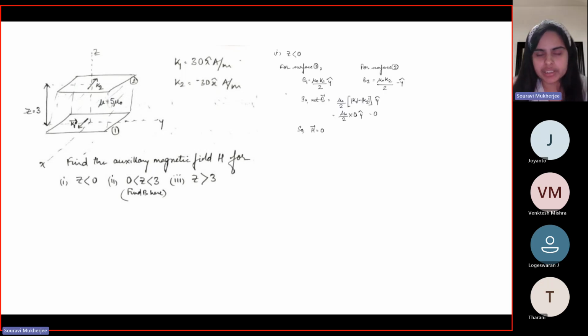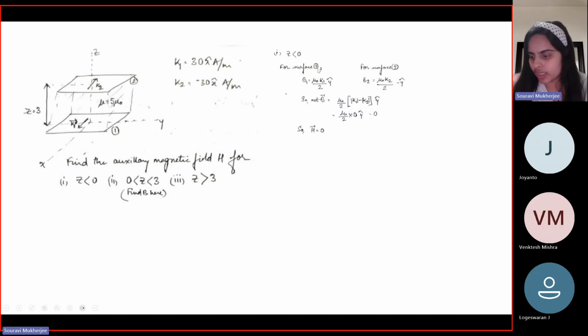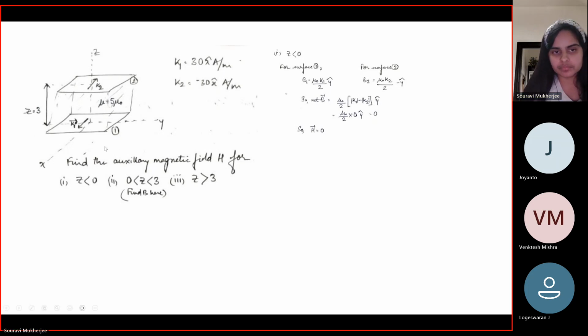So for the first part, you can see for z less than 0. That means below this lower sheet. So for surface 1, let us see the contribution of surface 1. For surface 1, you have B1 equal to mu naught K1 by 2 into y cap. You can understand, right? The current is flowing in this direction, so the magnetic field lines are directed in plus y direction.